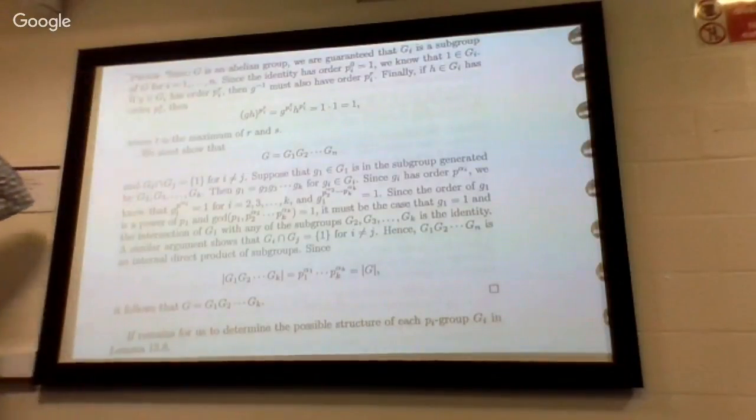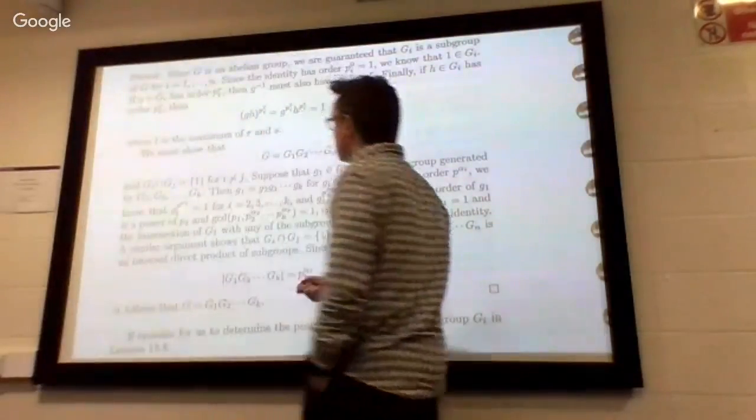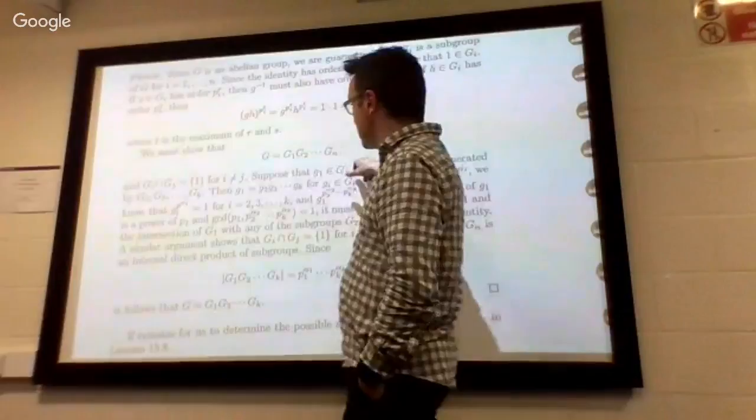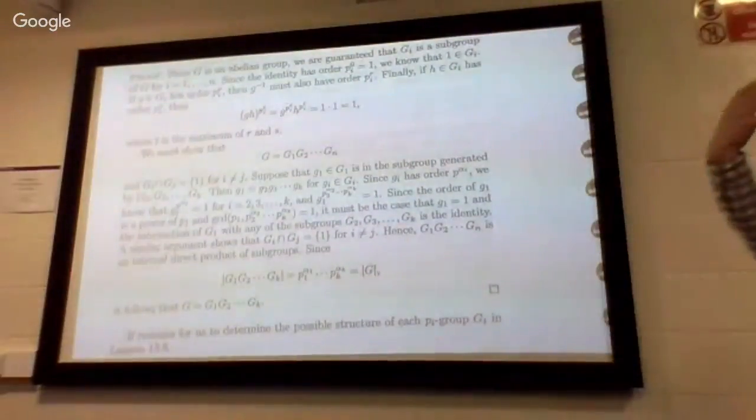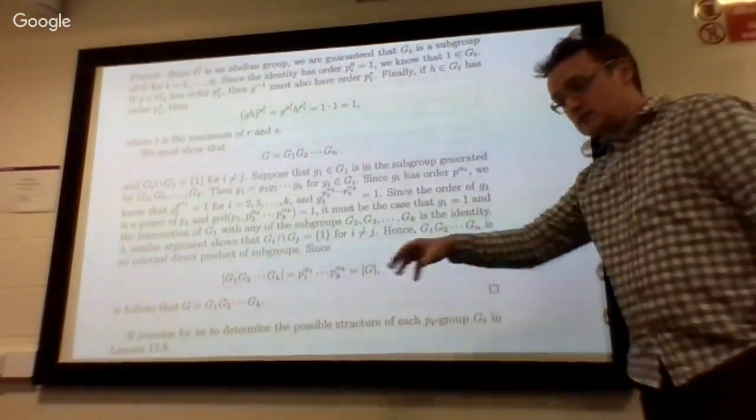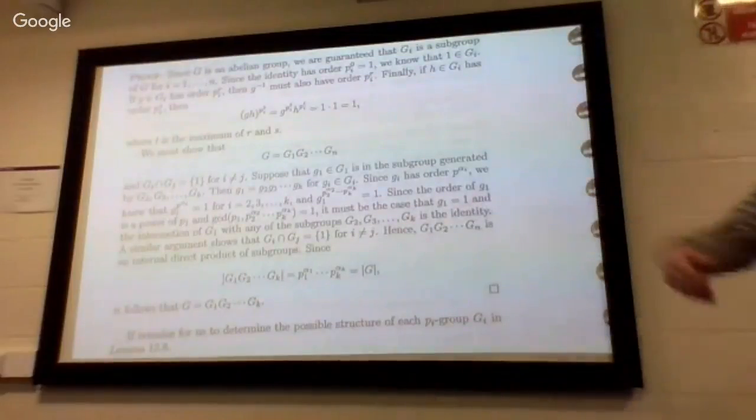So these are subgroups. So now we know the primary components are subgroups. Remember, for an internal direct product, we have to show two things. We have to show that it was the product, and that the things you're taking the products of, the subgroups, have trivial intersection.